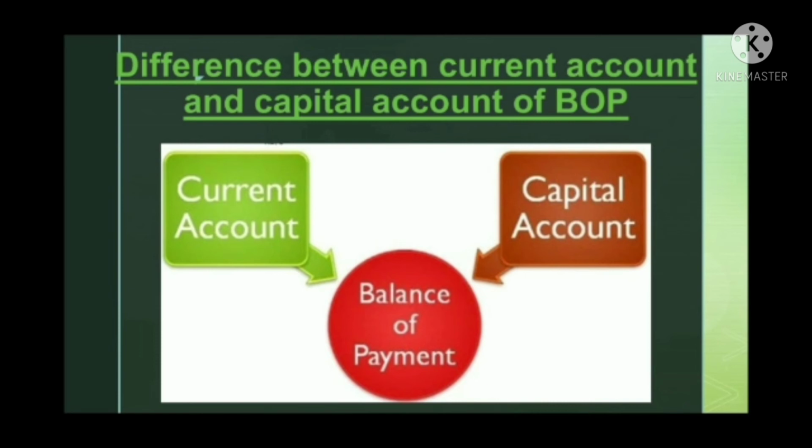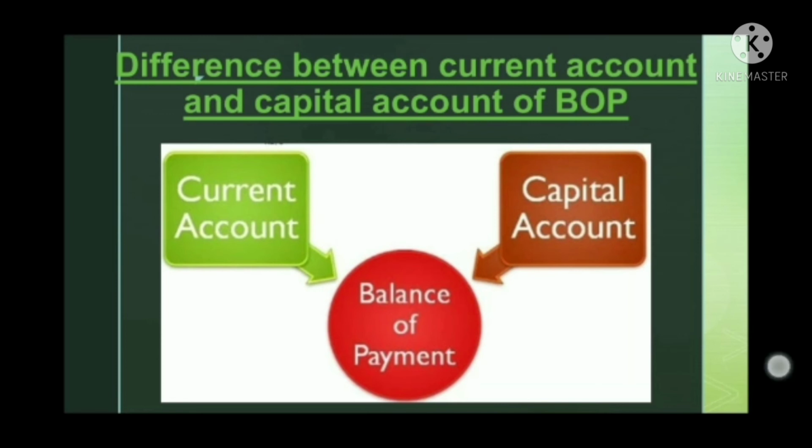Next, difference between current account and capital account of balance of payment. Current account transactions bring a change in the current level of a country's income. Capital transactions bring about a change in the capital stock of a country. Current account includes all items of flow nature and so it is a flow concept. Capital account includes all items expressing change in stock and hence it is a stock concept. Current account equals visible trade plus invisible trade plus unilateral transfers plus income. Capital account equals investment plus borrowings plus reserves.